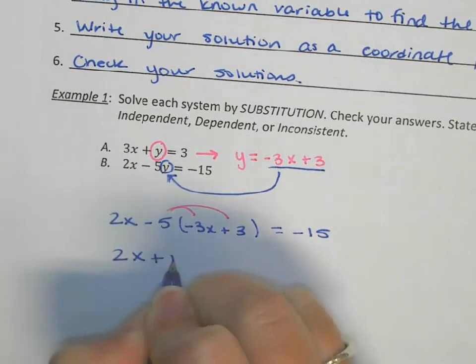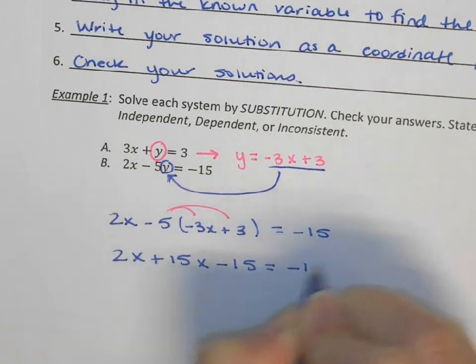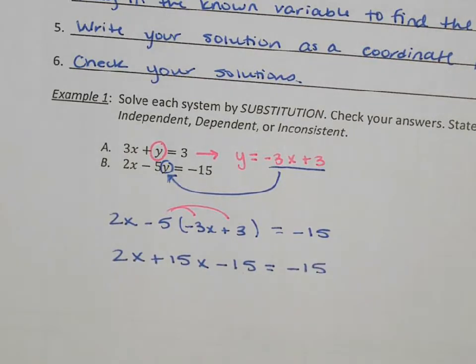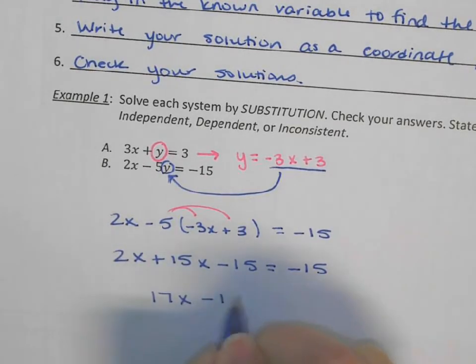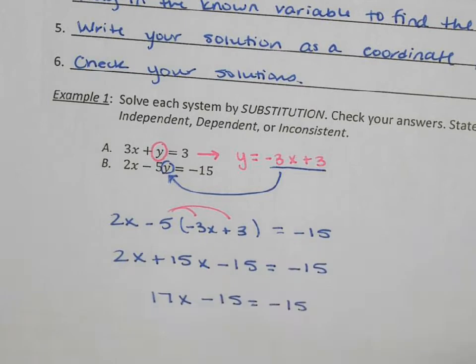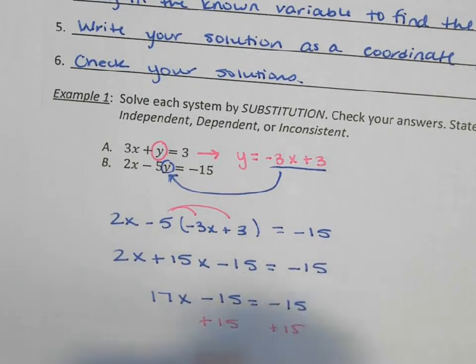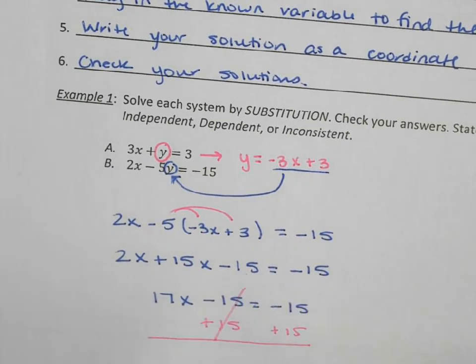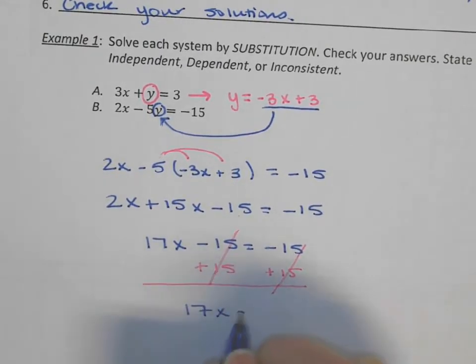2x plus 15x minus 15 equals negative 15. Then what? Combine like terms. 17x minus 15 equals negative 15. Then what? Add 15. Add 15. Oh no, it went away. What does that mean? 17x equals what? I can't do it? Undefined? Oh, 0. Yeah, you can do that.